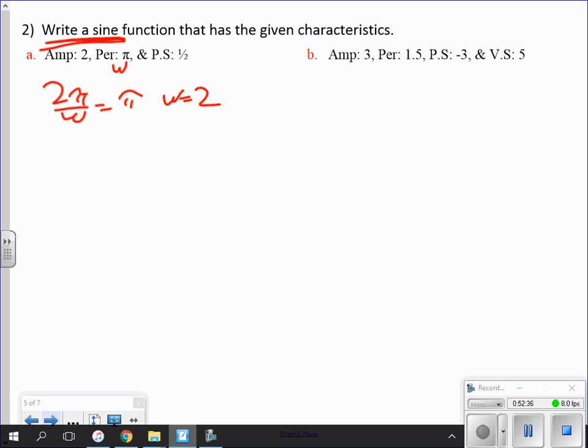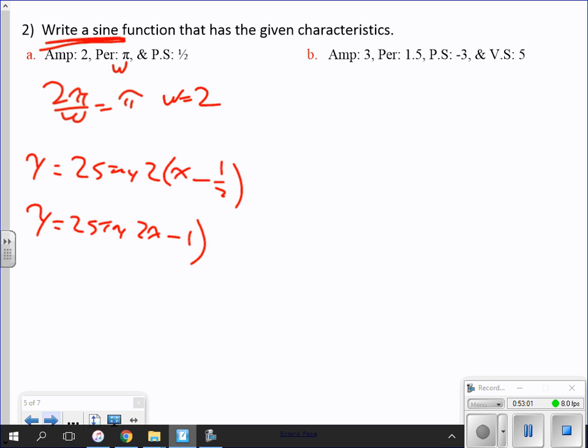Yeah, the pi's cancel. Or the 2's cancel. You put 2 in there, you get pi equals pi. Now we can do this. Everything else is the same. 2 sine of 2 times x minus 1/2, which gives us y equals 2 sine of 2x minus 1. My bad.